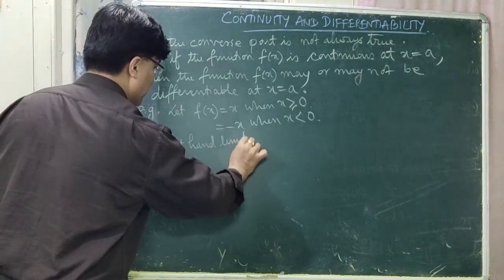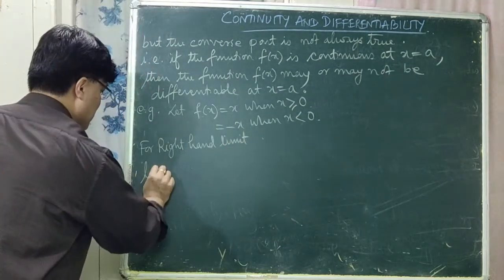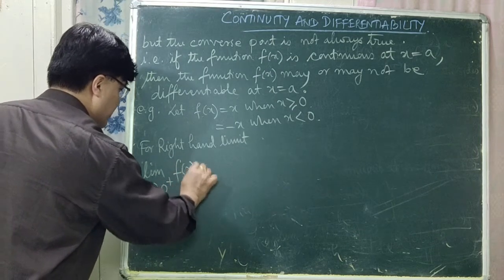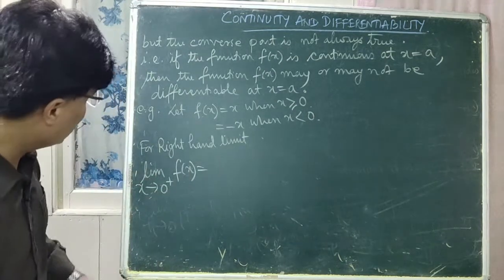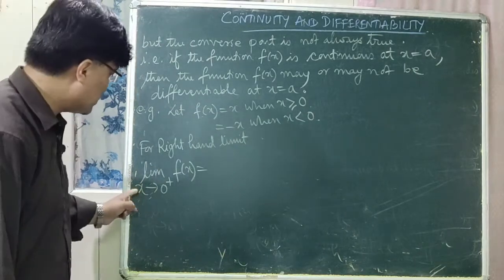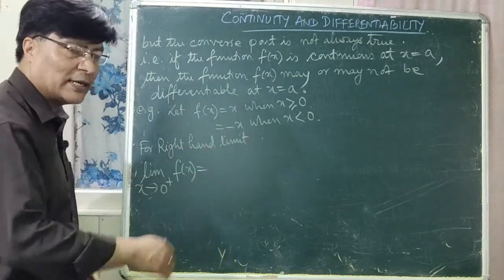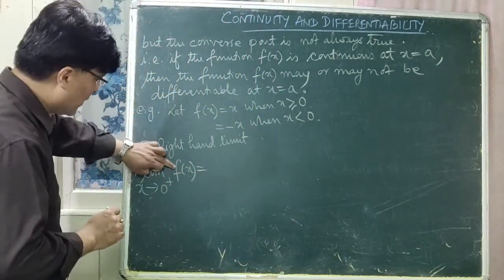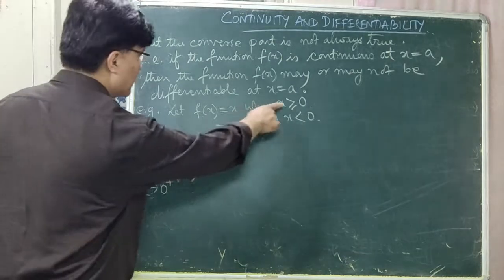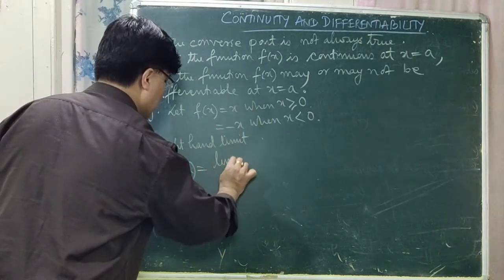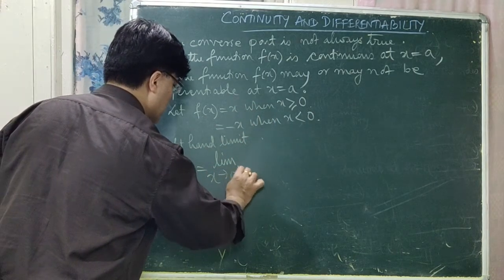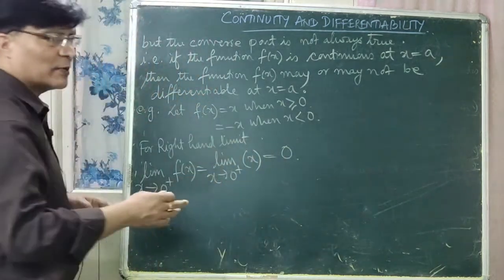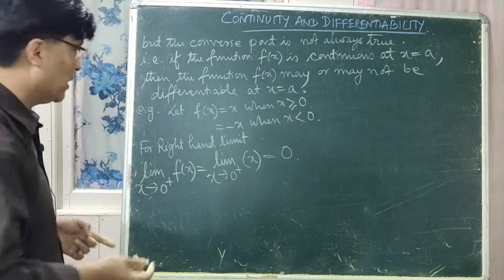For the right hand limit, how can you write it? Limit x tends to 0 plus f of x is equal to... What is the meaning of x tends to 0 plus? x is approaching 0 from the right hand side, and on the right of x is equal to 0, all the values of x are greater than 0. What is the value of f of x when x is greater than 0? It is x. So that is limit x tends to 0 plus x. Now x tends to 0 plus means 0, so you can put 0 here.